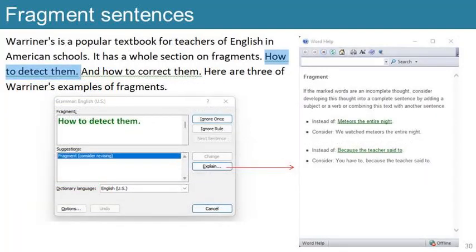If you are reading the transcript of this video, you may have noticed the 2 fragments in the previous paragraph, namely how to detect them and how to correct them. Microsoft Word's Spelling and Grammar Checker alerts the writer to such problems as shown in the screenshot.